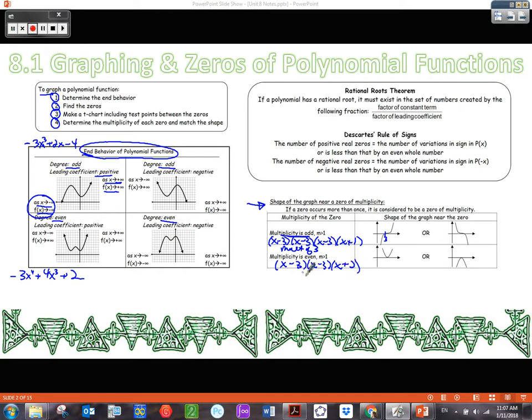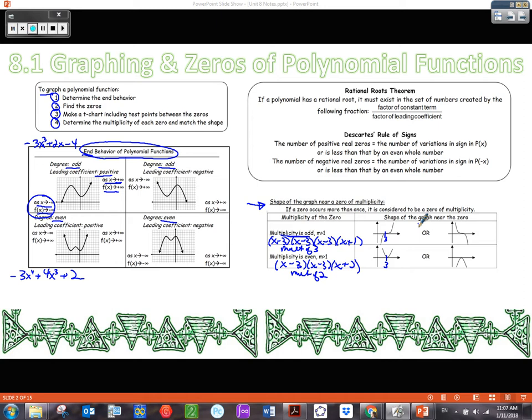So notice how x equals 3 now has a multiplicity of 2. Then we would have this kind of behavior called a bounce. Maybe you remember that from last year. We would have a bounce at 3. If the multiplicity is 1, if just one of the root occurs, then the graph would look like a cut through. It would just cut through at that root. So that's the significance of multiplicity when we're graphing.